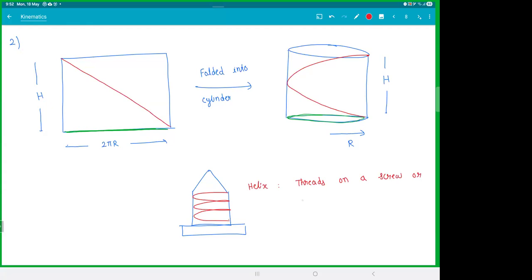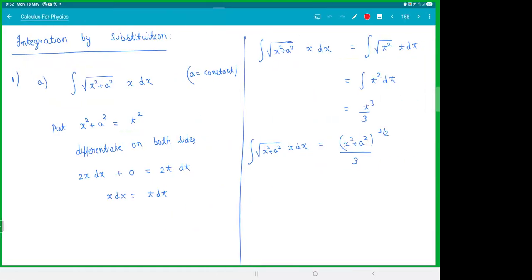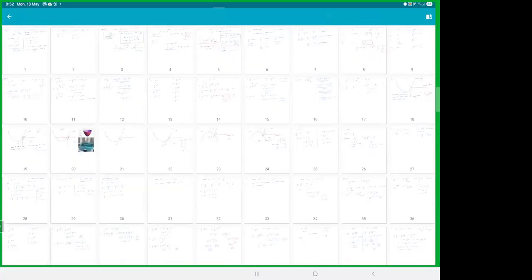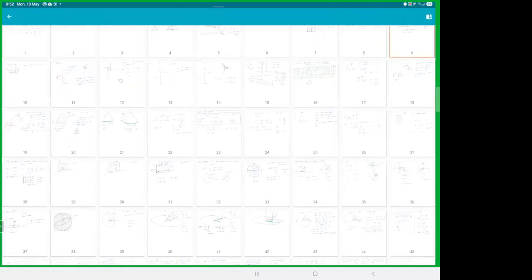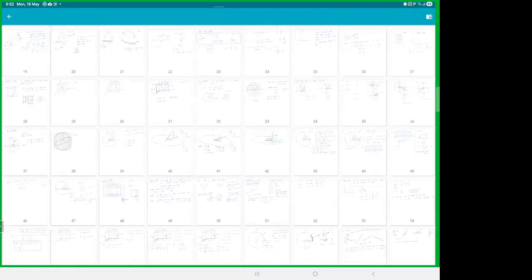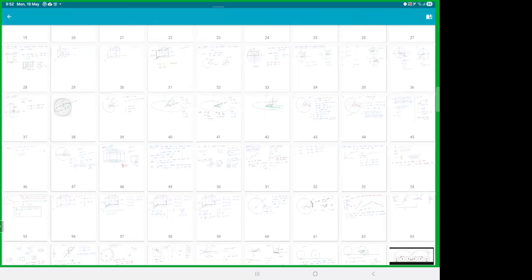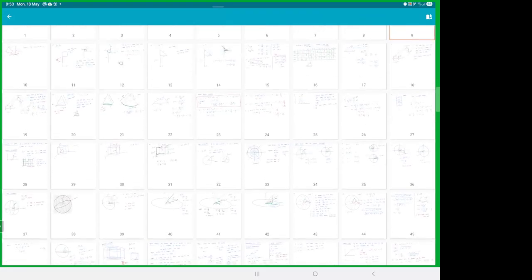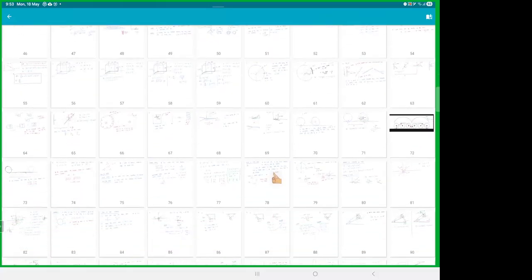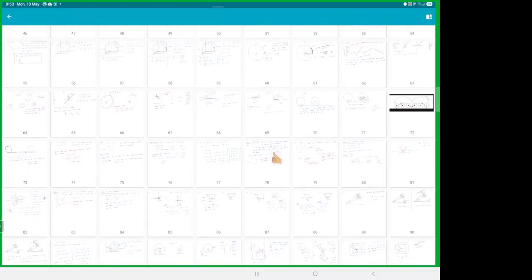Or a bottle cap. We have done something like this before also. If you remember in basic maths or vectors, I guess we did this in vectors. I was teaching you about polar coordinates and all that stuff. Yeah, this question, yeah.